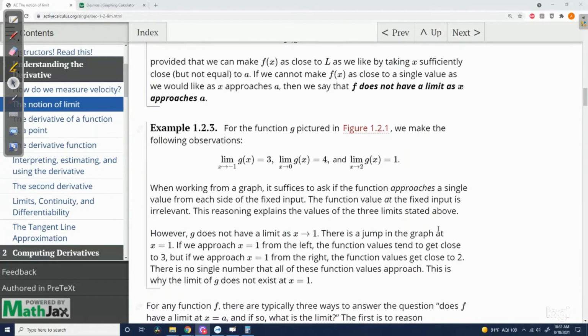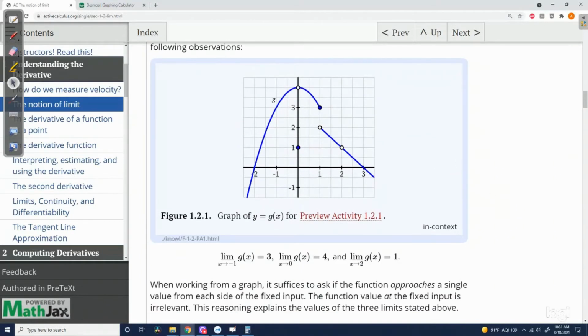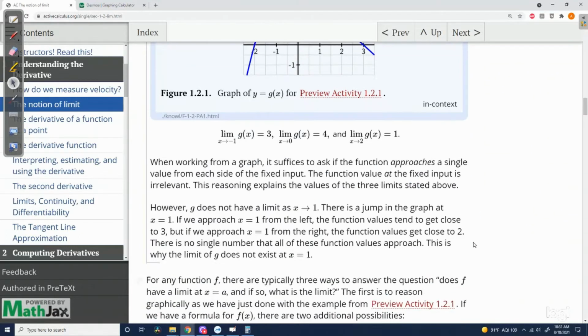And so what they have here for this example is just to remind you of what we did in the preview activity. So here's the graph of it. The limit as x approaches -1 of g of x is 3. So -1 right here, as we approach the value 3. At 0, you approach the value 4. Even though at 0, the value of the function g is 1, if you just approach it, it looks like you're tending towards the number 4. And then at 2, same thing here, it looks like you're approaching the value 1, even though the function doesn't actually exist there. And that idea is very important, that we are approaching but not equal to the value.